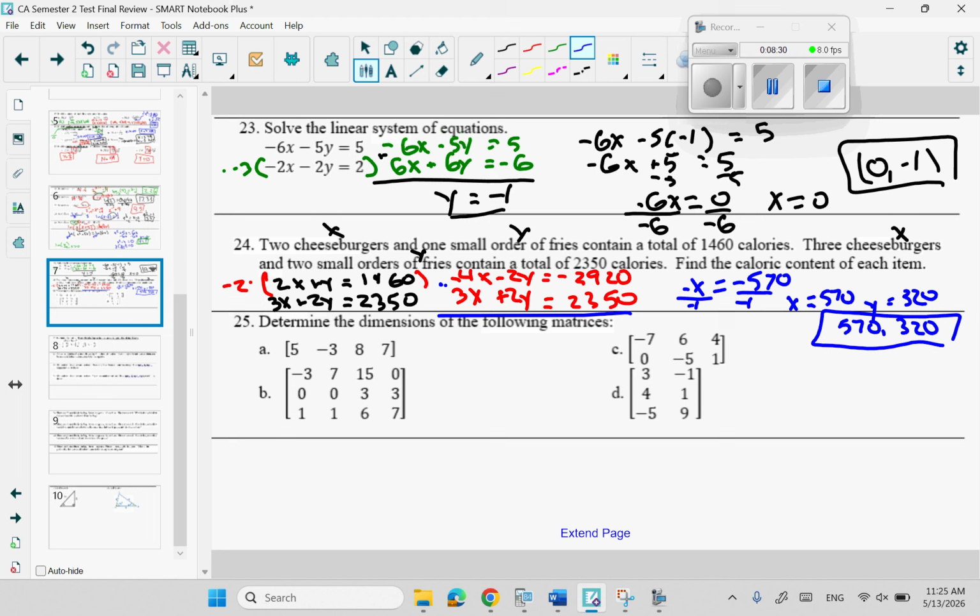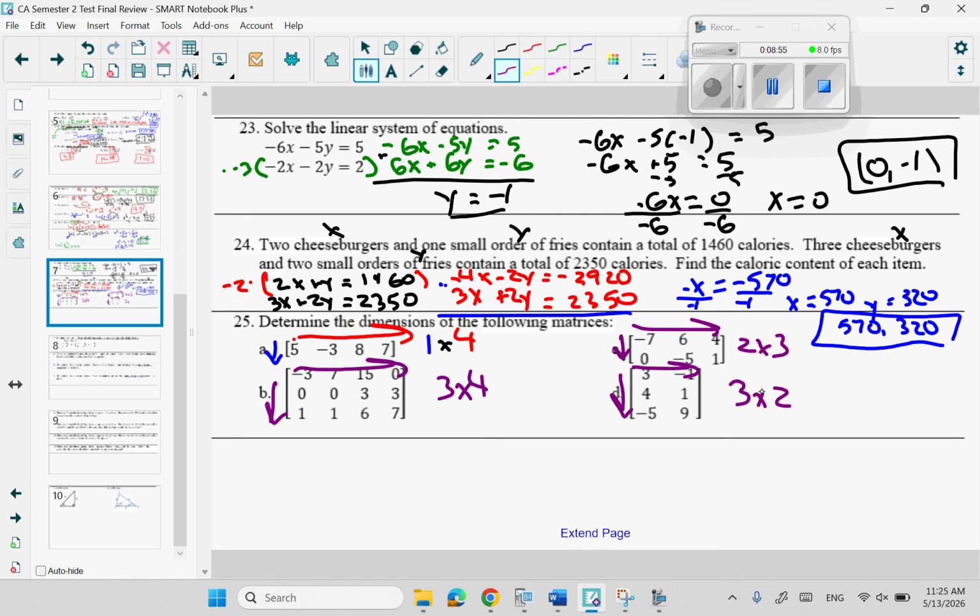Determine the dimensions. Dimensions are always height by length. So this would be a 1 by 4 matrix. Height by length, this is going to be a 2 by 3. Height by length, this is a 3 by 4. Height by length, that is a 3 by 2.